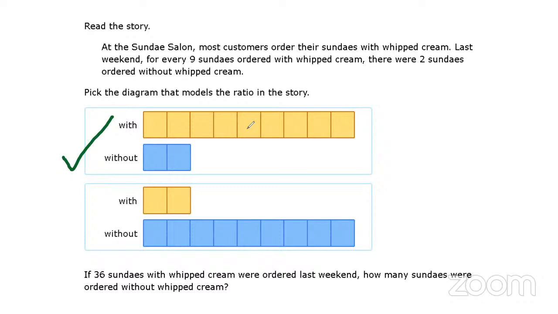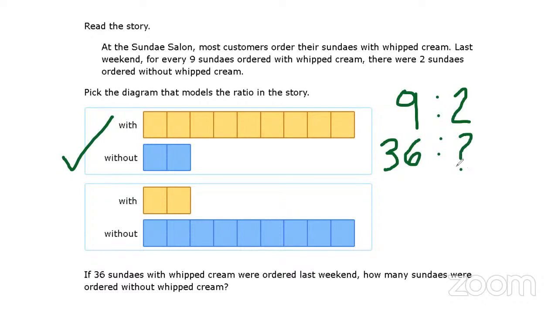All right. So it says here that we have 9 sundaes. Thank you, Jay Sean Heron and Devani Price. So we've got 9 with whipped cream to 2 without whipped cream. It says that last weekend's 36 were ordered with whipped cream. So let's put it on this side. This side is representing with. And so we want to figure out how many were ordered without whipped cream.